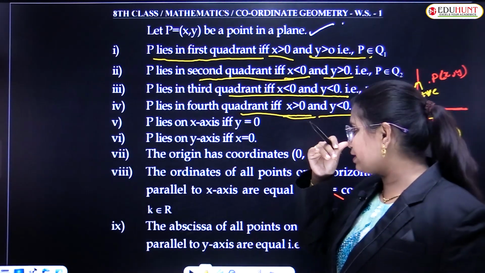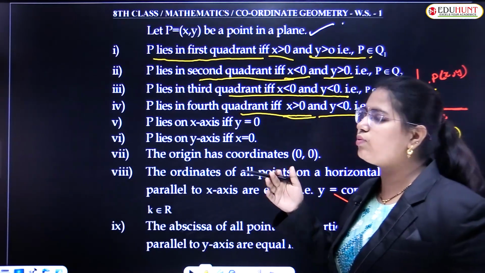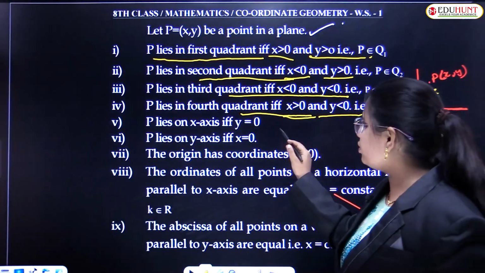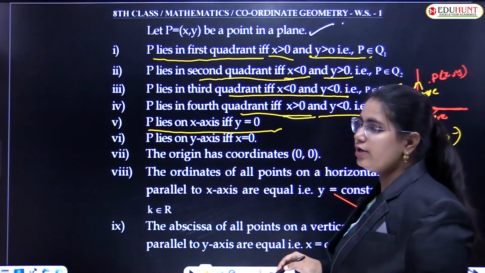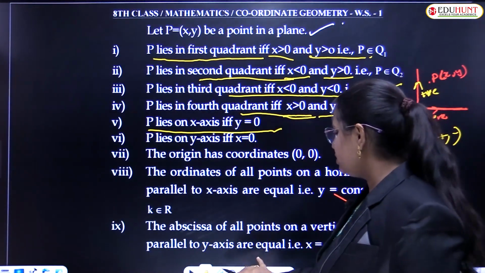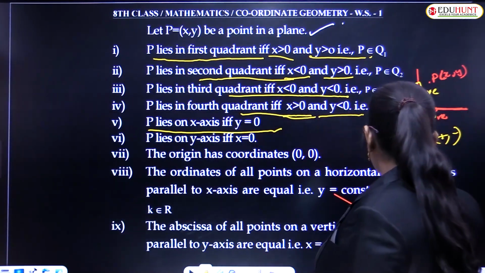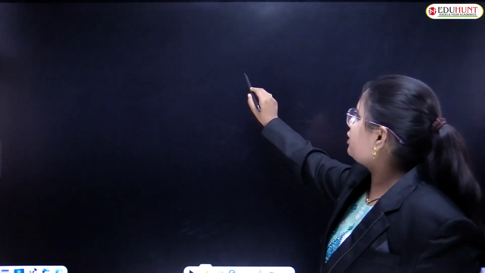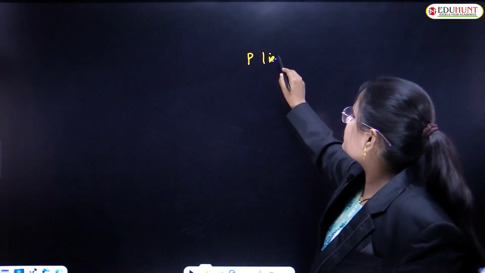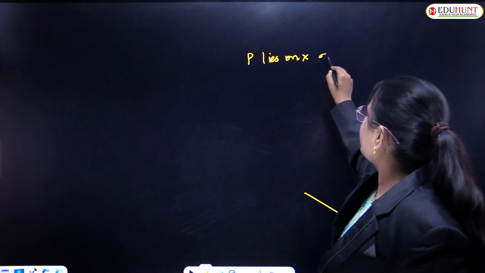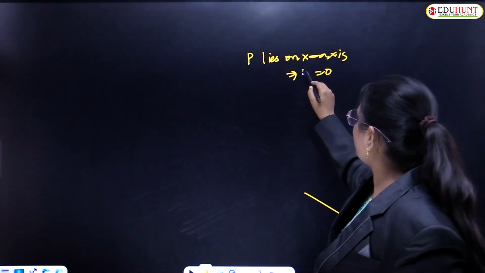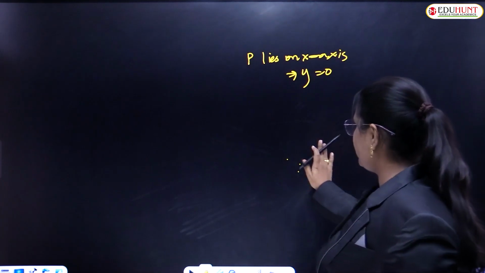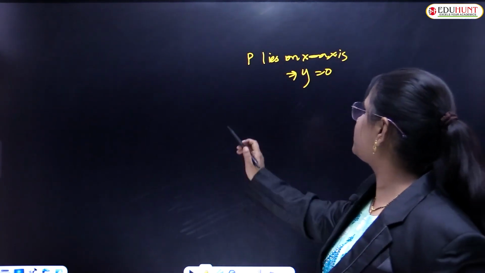P lies on the x-axis if and only if y is equal to 0. A very good point. Let me get back. What I am telling you is, P lies on the x-axis if and only if y is equal to 0. Done? So this is my next point.